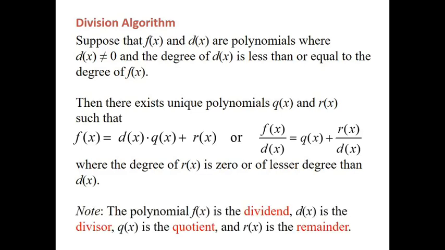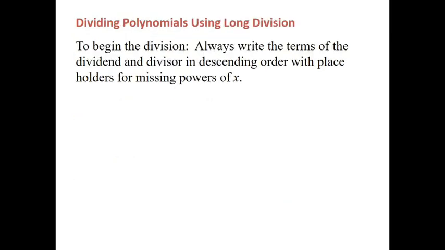And the polynomial is the dividend, f of x is the dividend, d of x is the divisor, q is the quotient, r is the remainder. And those are words that you have heard before, but you may not know. The numerator is the dividend, denominator is the divisor, your answer of the division problem is the quotient, and then whatever you have left over is the remainder.